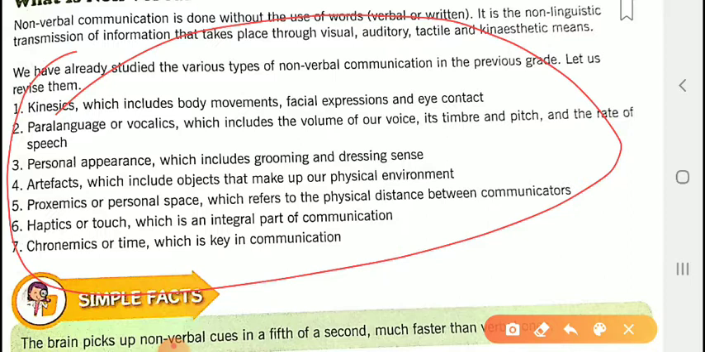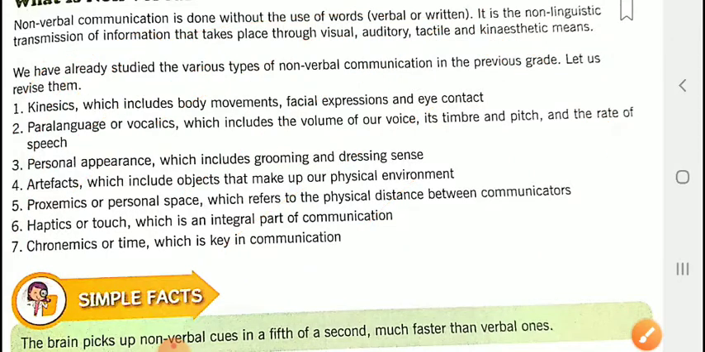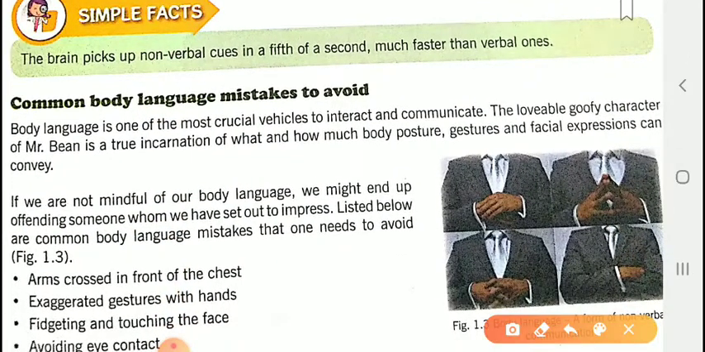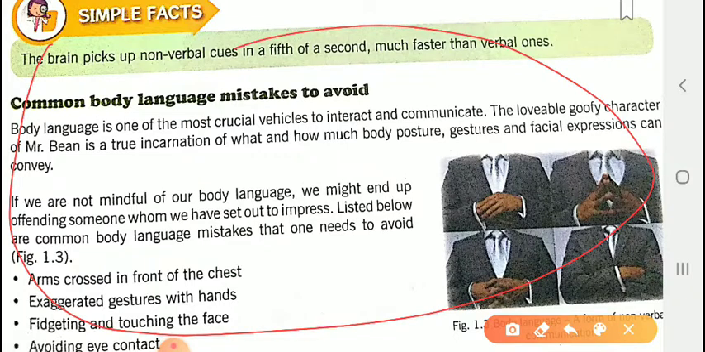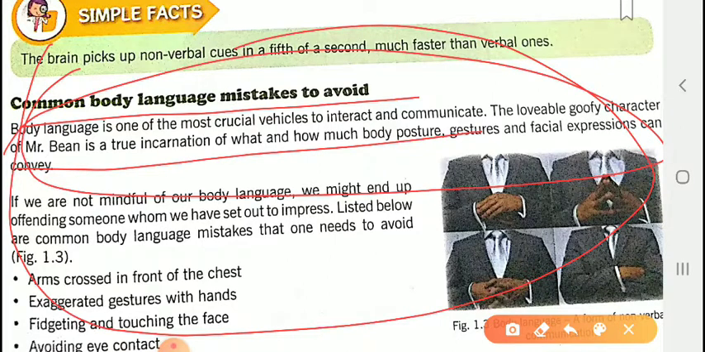Suppose a small newborn baby wants to communicate with his or her mother. So how will he or she communicate with the mother? With facial expressions, gestures, postures, sad, happy, like he or she has to express to his or her mother. Okay. Next thing is common body language mistakes to avoid. So how can we avoid the common body language mistakes?